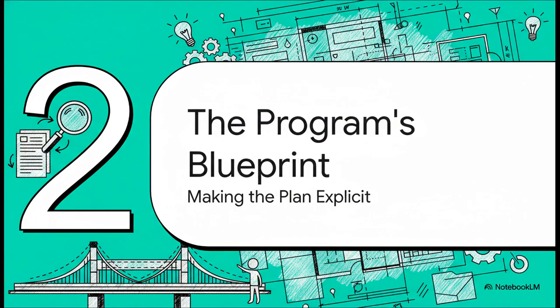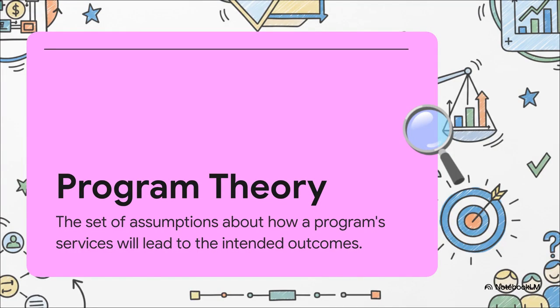And that's where this idea of creating a clear blueprint for the program comes into play. The whole key here is to make that hidden plan totally explicit. And there's a name for this. It's called the program theory. It's basically the set of assumptions you're making about how your program's activities are actually going to lead to the results you want. This isn't some vague mission statement. It's the specific step-by-step logic that connects what you do to what you get.